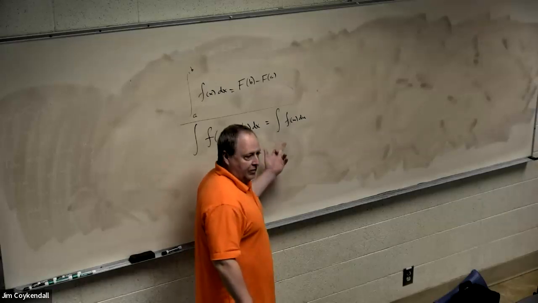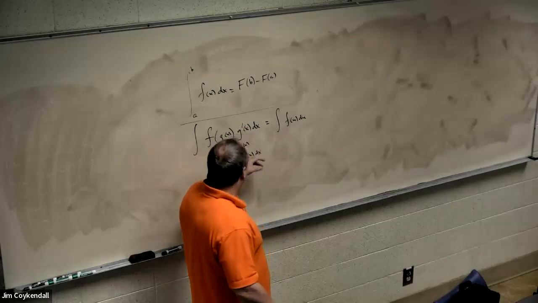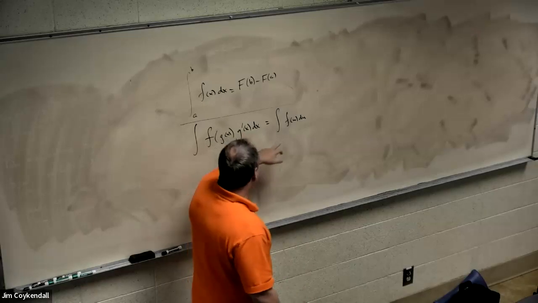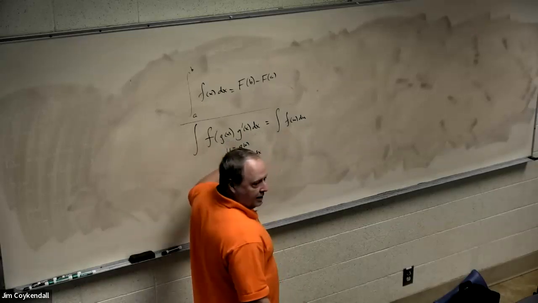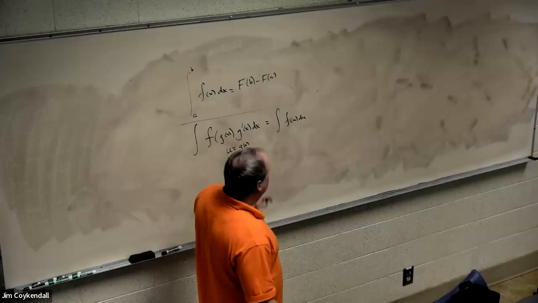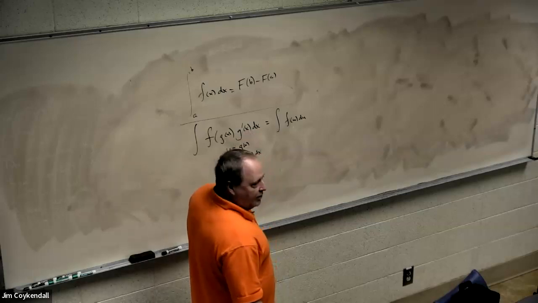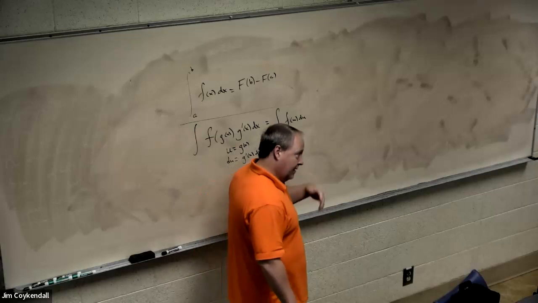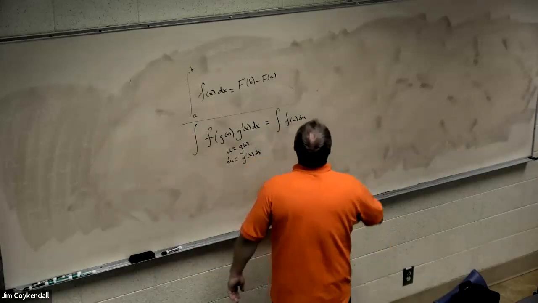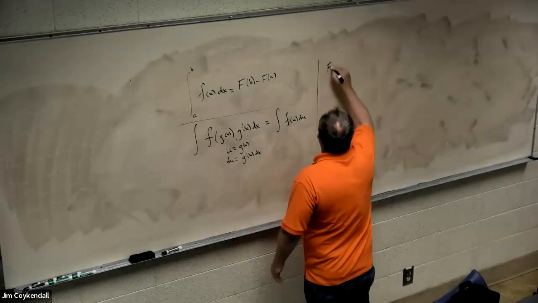What does u-substitution do? It sort of unravels the chain rule a little bit, so you can see things a little bit clearer. So u-substitution unravels the chain rule. Integration by parts unravels the product rule. So, examples.